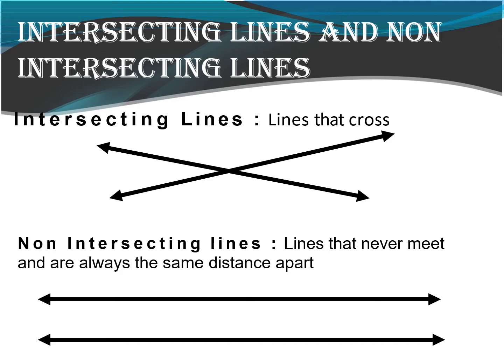Intersecting lines and non-intersecting lines. Intersecting lines meet at exactly one point. Non-intersecting lines never meet and are always the same distance apart. The examples are shown here.